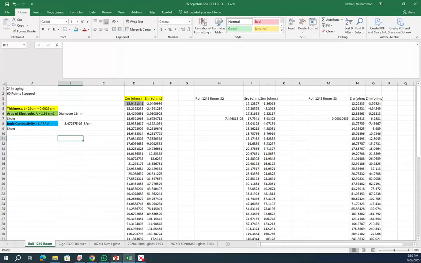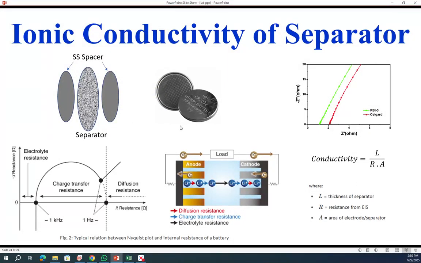So this is how we can calculate the ionic conductivity of a battery separator using Nyquist plots.